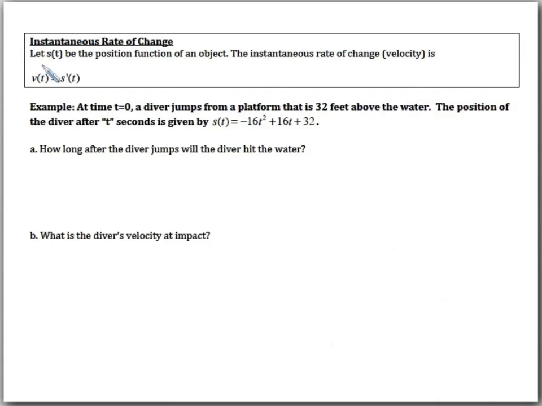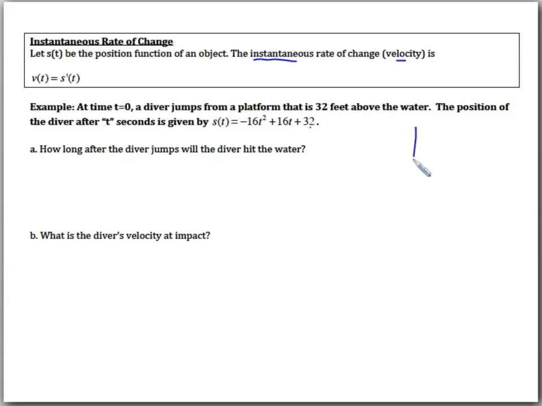So let's just say that S of t is a position function of an object. The instantaneous rate of change, or the velocity, is the derivative of the position function. So our function v of t is S prime of t. So an example: at time t equals 0, a diver jumps from a platform that is 32 feet above the water. The position of the diver after t seconds is given by negative 16t squared plus 16t plus 32. The first question: how long after the diver jumps will the diver hit the water?